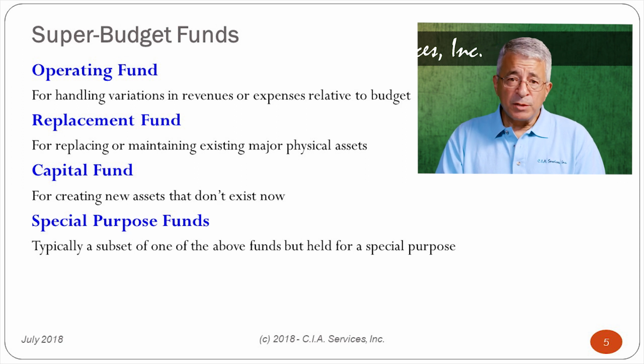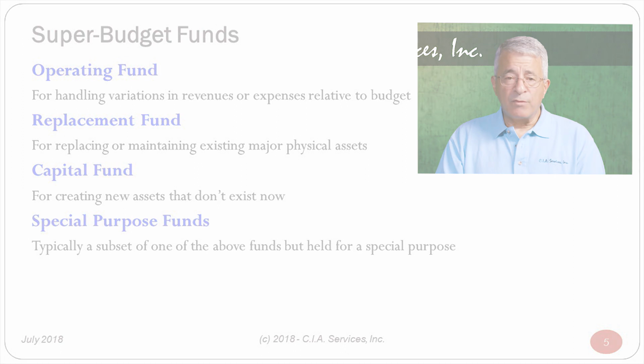The purpose of the replacement fund is to take care of all of the association's existing assets, their long-term repair and replacement. The third fund is a capital fund. The capital fund is for creating new assets in the community. And finally, we have something called a special purpose fund, which is, as it's described, those are funds collected for a particular special purpose. Let's go a little bit deeper on each of those. So let's start with the operating fund.